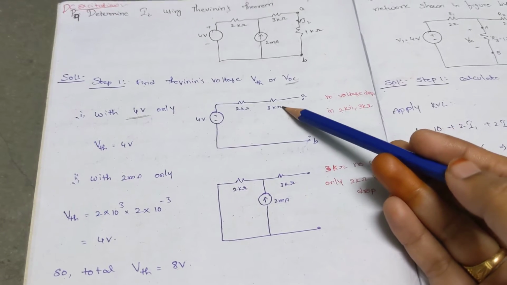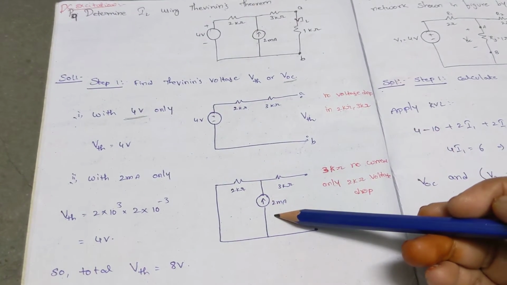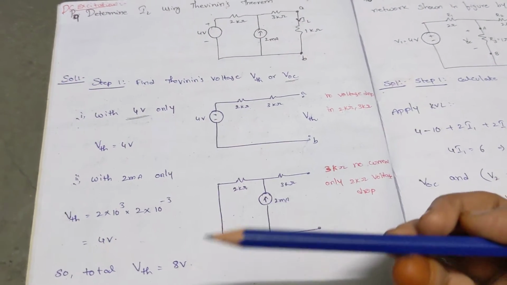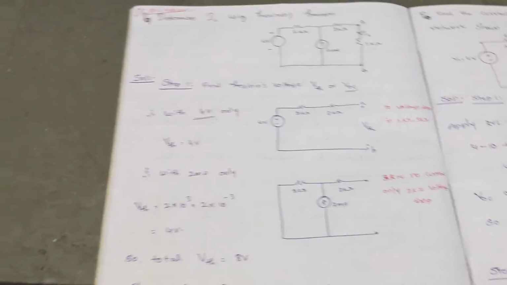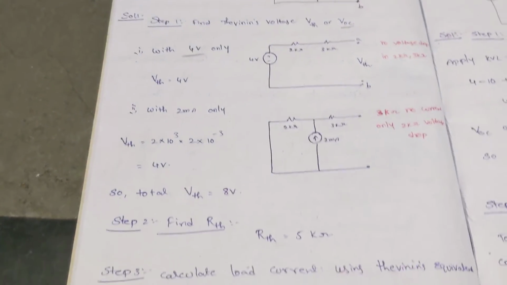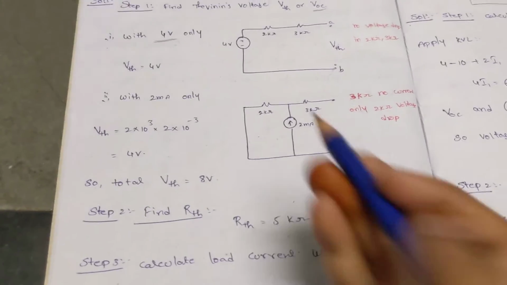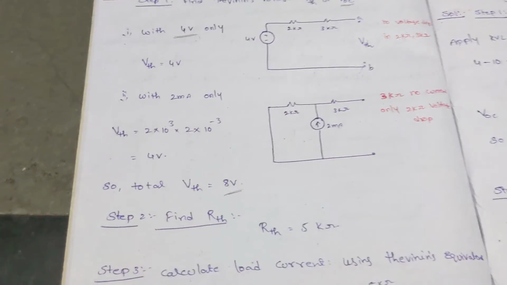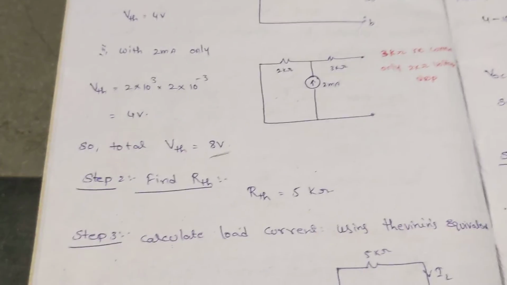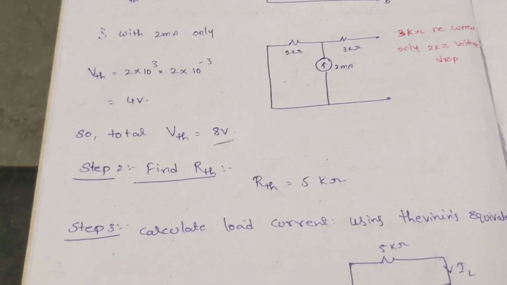So for one source it is 4 volts and for the other source also you are having a 4 volt drop. So the total, by applying your superposition theorem, we can say that it will be equal to 8 volts. So your VTH value appears as 8 volts. Okay.